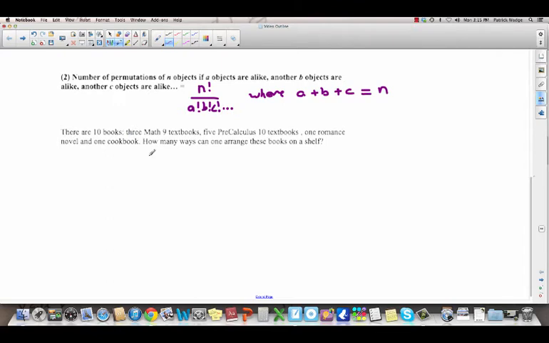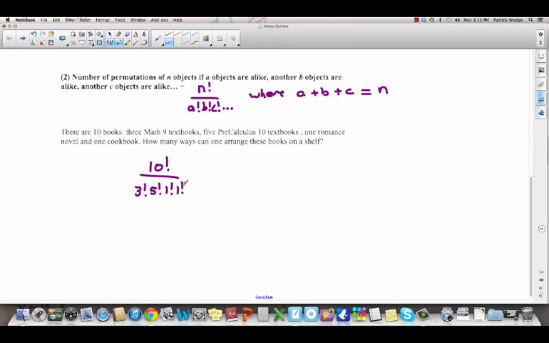There's 10 books, so we want to arrange them on a shelf. So it would be 10 factorial if they were all different. But some of the books are the same as each other. We have these 3 Math 9 textbooks, so we have 3 factorial for those ones which are the same. We have 5 Pre-Calculus 10 books, so 5 factorial. We have 1 romance novel, 1 factorial, and 1 cookbook, 1 factorial. Now, if we've done it right, all the numbers on the bottom should add up to the top. 8, 9, yes, it worked.